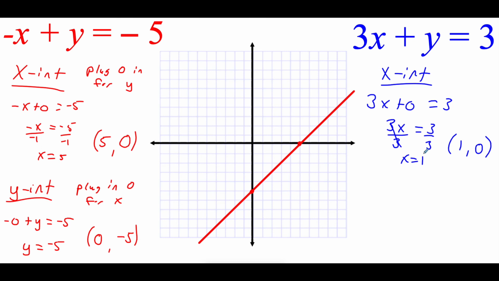So we've got the point (1, 0). From the origin, I'm going to go to the right 1 space and put that dot.